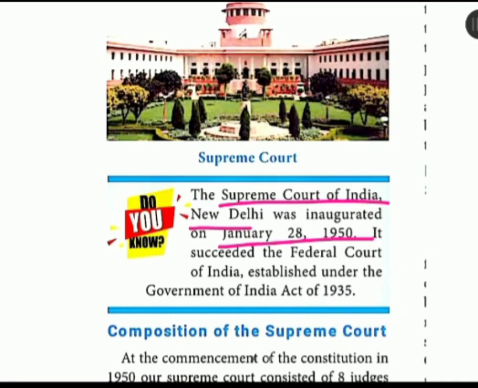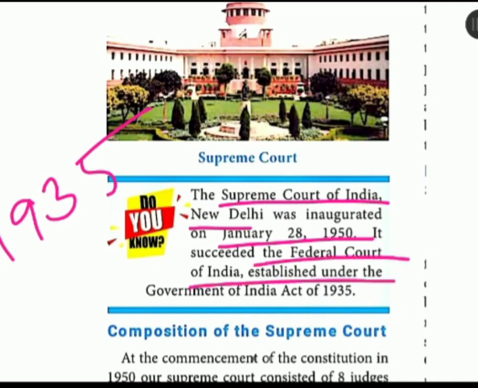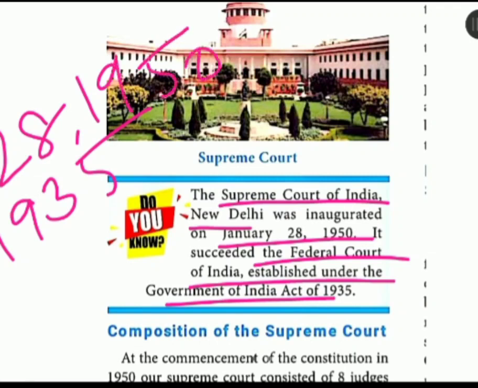As per the Government of India Act of 1935, the Federal Court was established. It is given: the Federal Court of India was established under the Government of India Act of 1935. So that only succeeded as the Supreme Court of India. It is located in New Delhi. It was inaugurated on January 28, 1950. Okay, January 28, children.